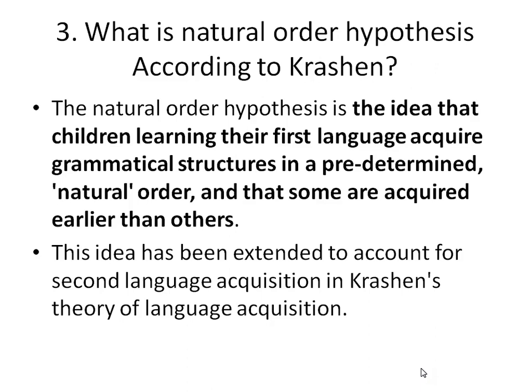So in this monitor hypothesis, in case of Stephen D. Krashen, that means the learner himself monitors the grammatical rules of the target language at the time of speaking or writing. And the third one, that is important, is the natural order hypothesis according to Stephen D. Krashen. The idea is that children learning their first language acquire grammatical structure in a predetermined and natural order, and some are acquired earlier than others.